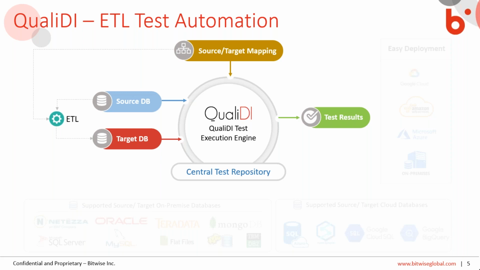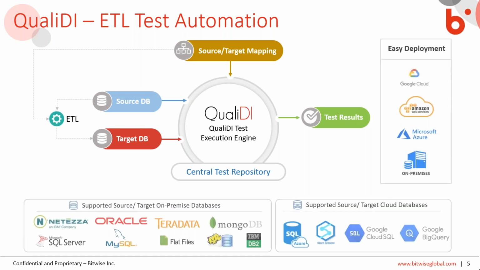QualiDI can be deployed on major cloud platforms like Google Cloud, Amazon, or Microsoft Azure. You can even install this on premises behind your firewalls. QualiDI supports major source and target data stores on premises as well as cloud.